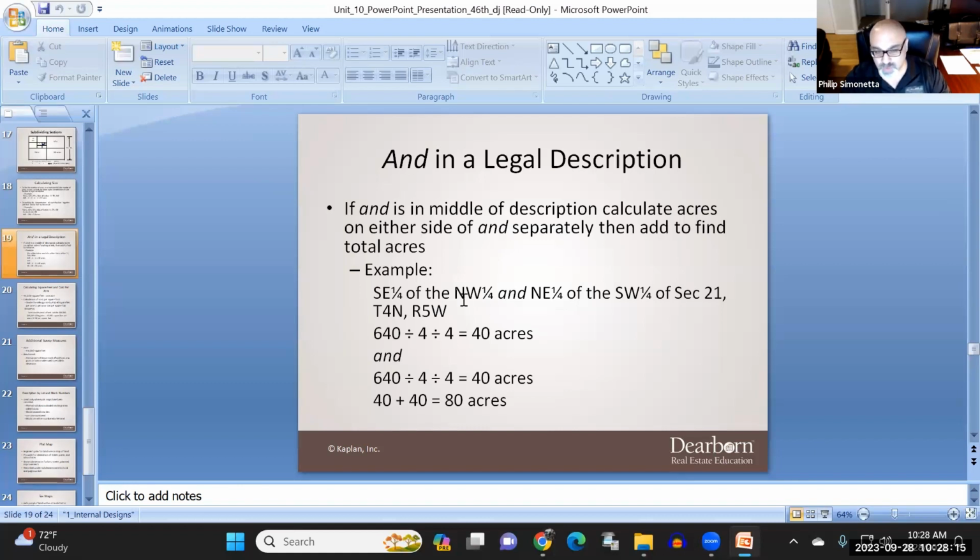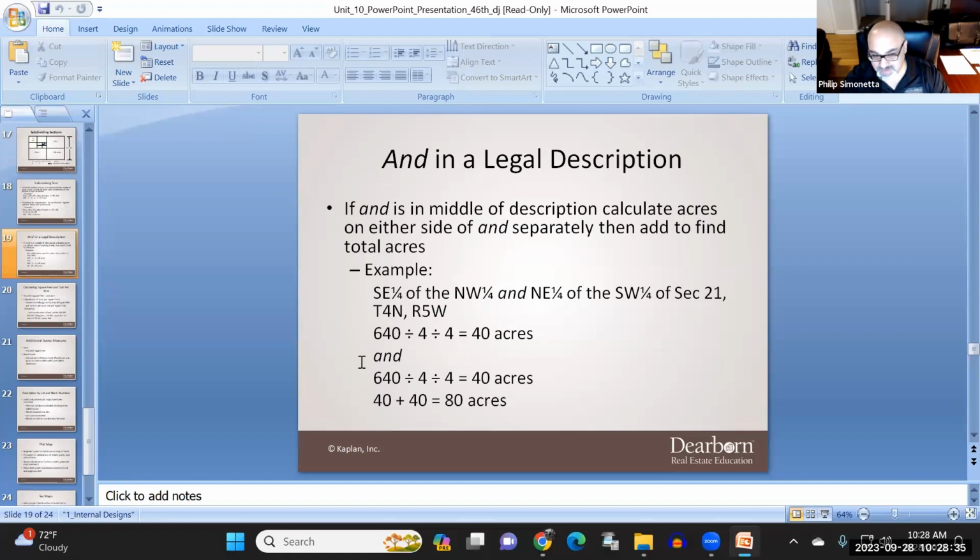So this one, remember, you always start with what? 640. Mm-hmm. And you have 1/4, 2/4s, and then you have an "and." So you're going to take 640, divide it by 4, divide it by 4. That gives you 40 acres, right? So that's your first number.